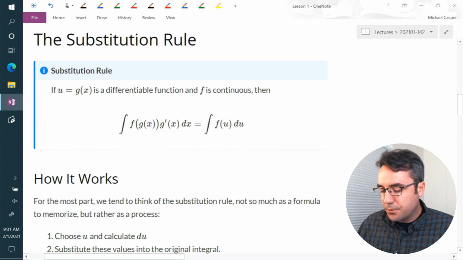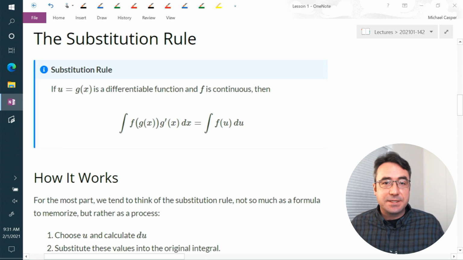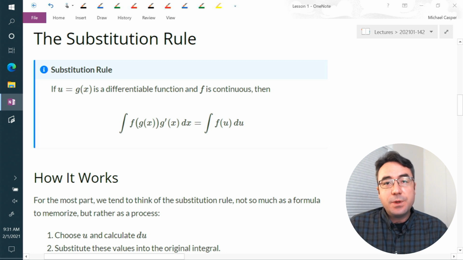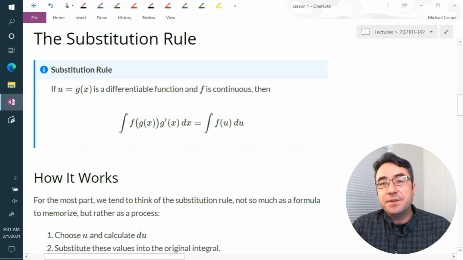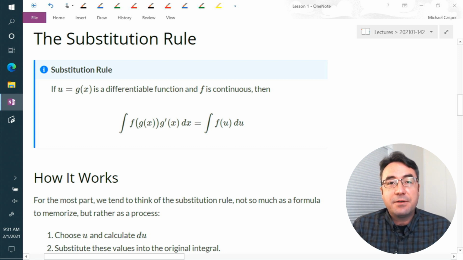So let's read through what the substitution rule says. It says if u equals g of x is a differentiable function and f is continuous, then the integral of f of g of x times g prime of x is equal to the integral of f of u du. Now, that's the formula.